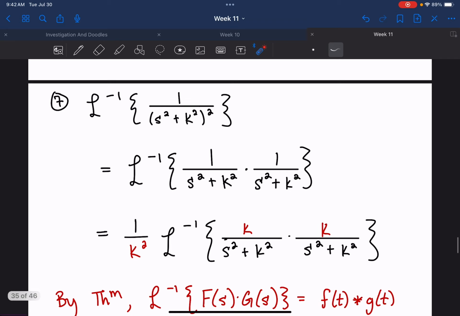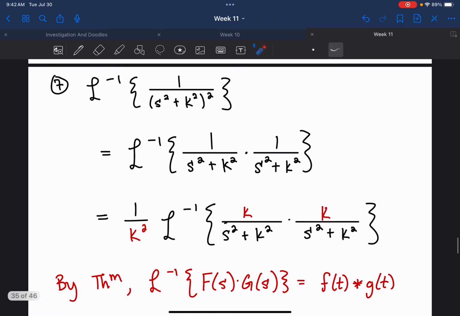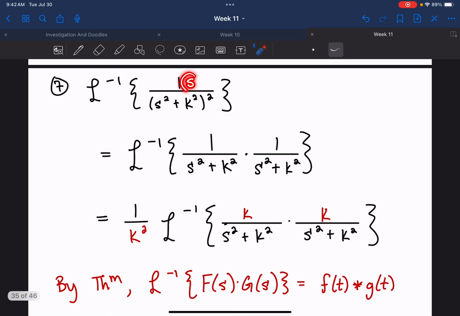Okay, here's another example. Laplace inverse of 1 over (s squared plus k squared) squared. Okay, if there was an s up top, this would be close to t sine kt that we saw before, right? If there was an s up top, it would be that t sine kt that we've seen before. But since there's not an s up top, what can I do? Well, I can split it, right? I can split it to be 1 over one of these times 1 over one of these.